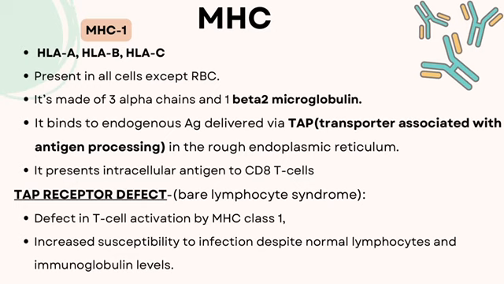There are two types of MHCs, MHC1 and MHC2. MHC1 comprises of HLA A, B and C. These are present in all cells. They express intracellular antigens which are delivered by TAP in the rough endoplasmic reticulum.